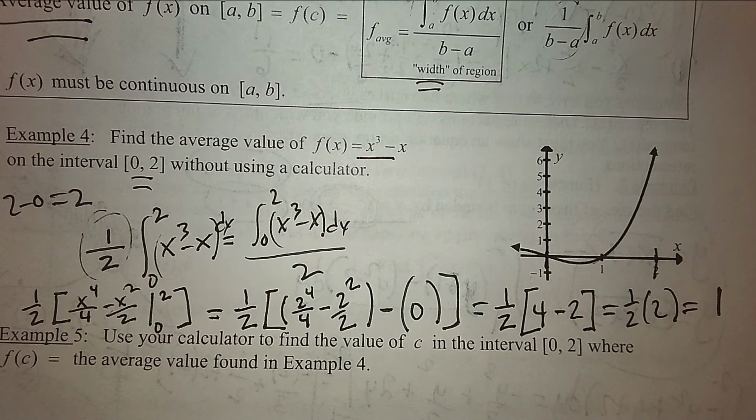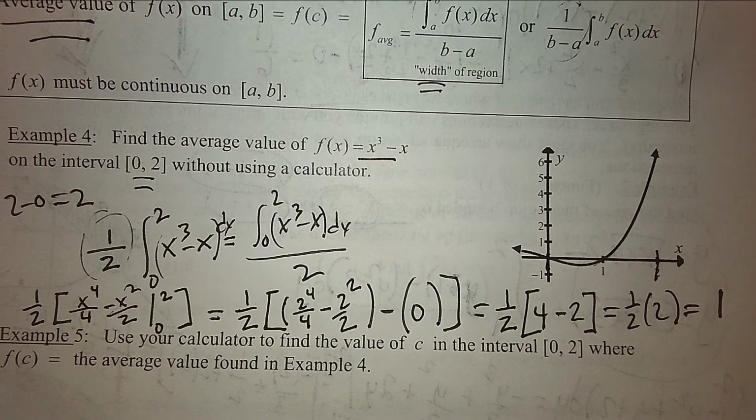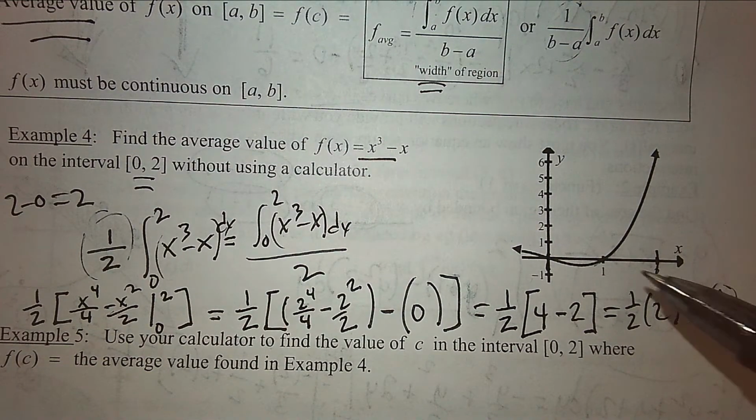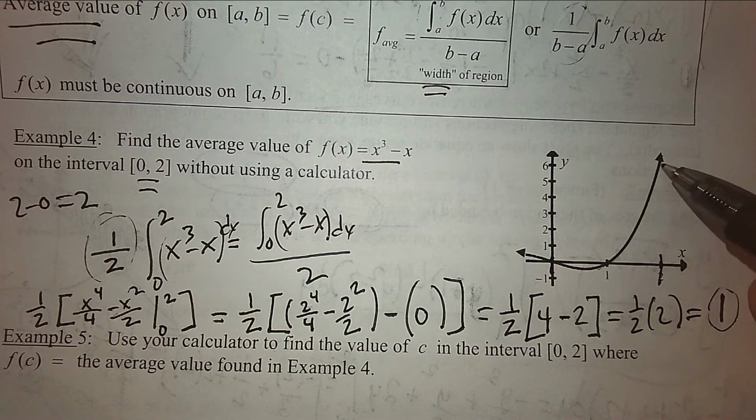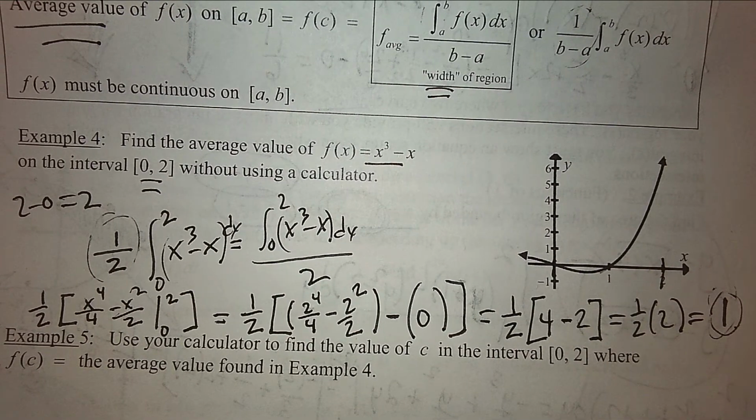What did we find again? The average value of that function. That means that positive 1 is the average of all the y-coordinates. So if you took every single y-coordinate from 0 to 2 for x, the average y value is positive 1.